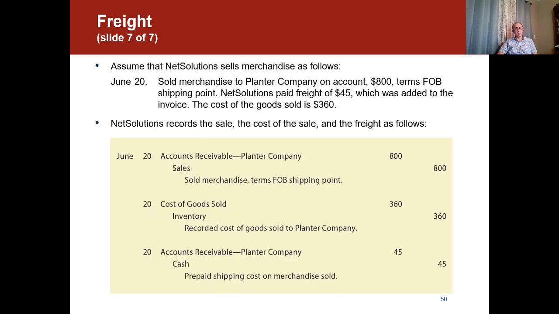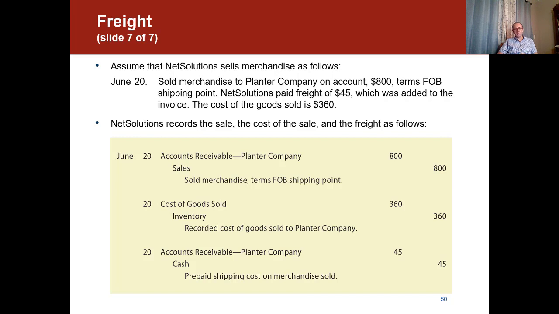So assume that Net Solutions sells merchandise as follows, and here's the sales transaction. We sold merchandise to a company called Planter Company on account, so they didn't get cash, and the value was $800. The terms were FOB shipping point, so in other words, Net Solutions, the seller, was the one responsible for paying the shipping cost. Net Solutions paid freight of $45, which was added to the invoice. The cost of the goods sold is $360.